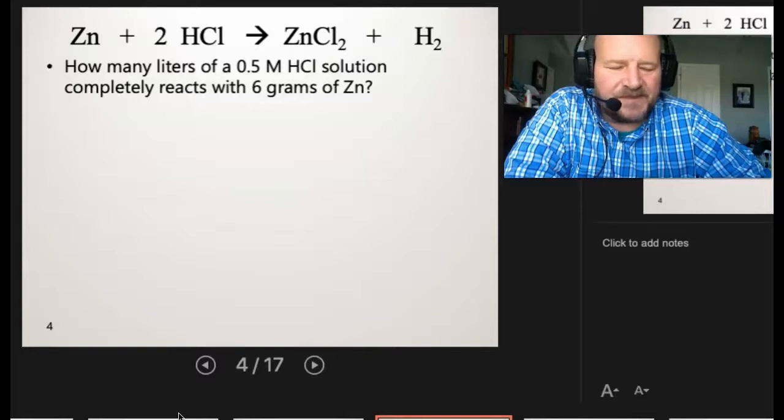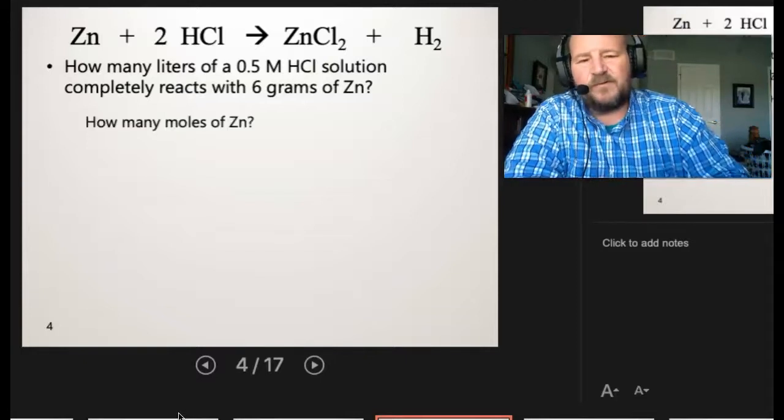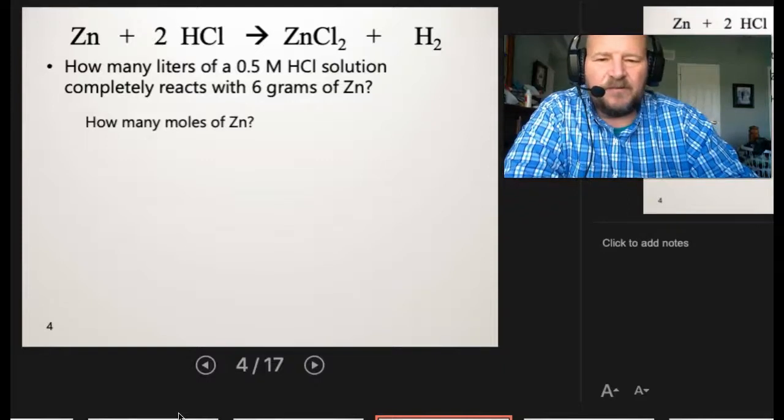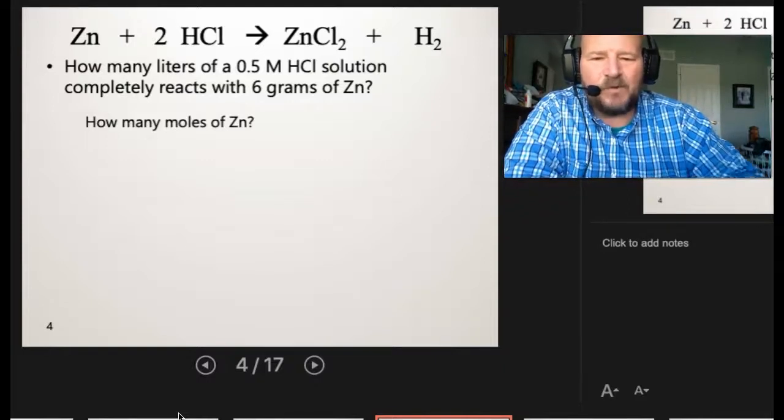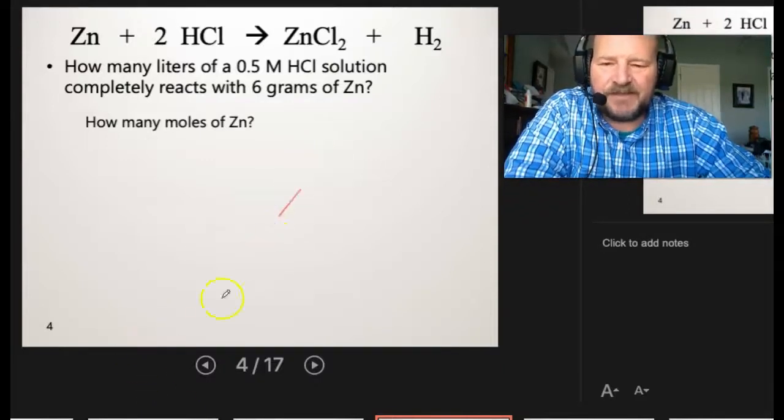6 grams of zinc? So just like before, we'll take that 6 grams of zinc, we'll figure out how many moles of zinc that is. So that part's not changing.